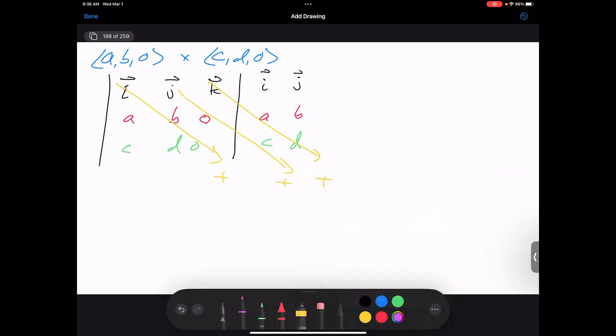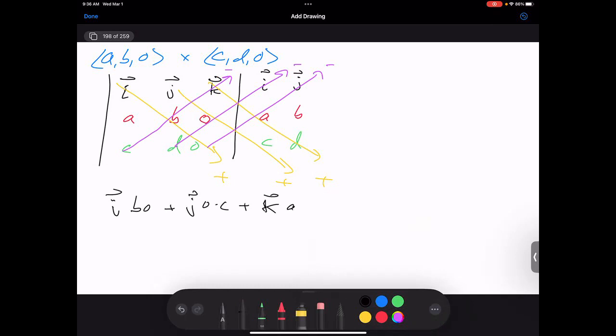If I go then in this direction, these three all have a minus sign. So this is a nice way to just remember what the determinant is. So what I would get in this situation is I times B times 0 plus J times 0 times C plus K A times D.